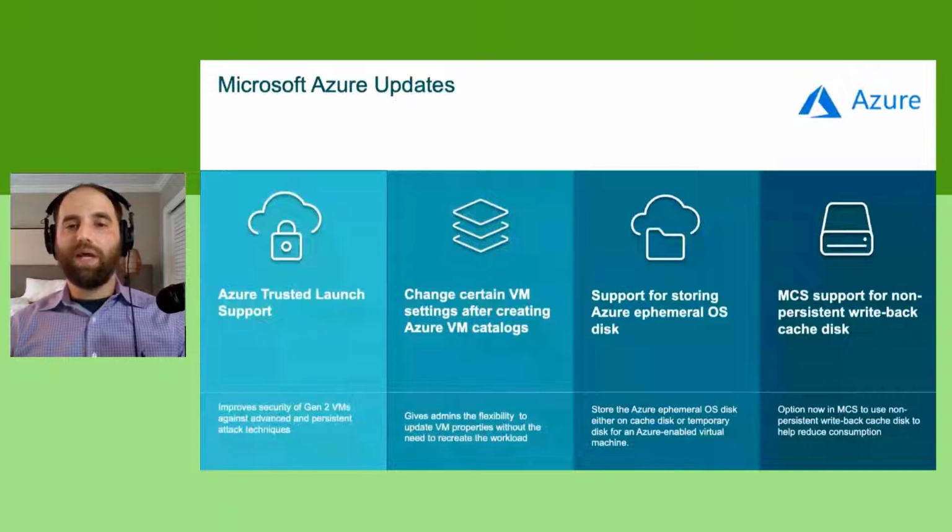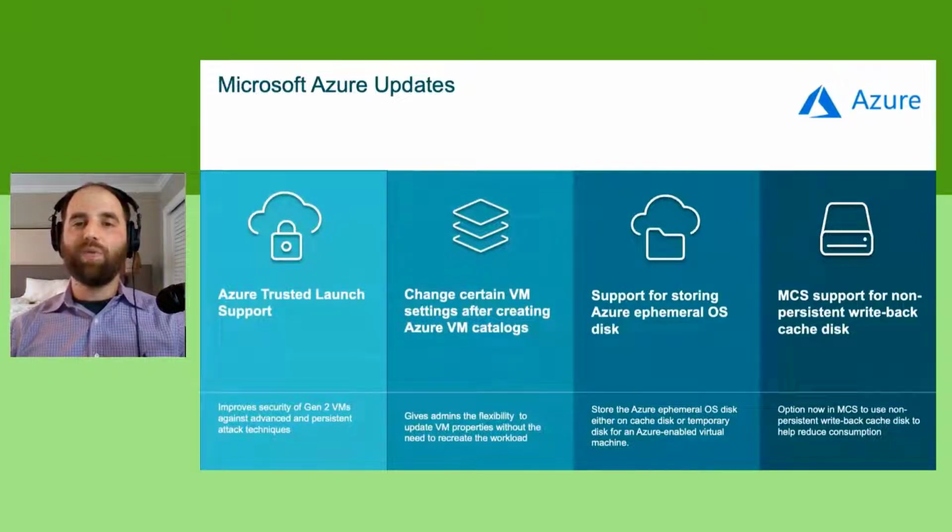The next option I really like, changing certain VM settings after creating Azure VM catalogs. We've all done it at some point in time, right? You provision a catalog, then you're like, oh my gosh, if I only selected the right amount of RAM from the start, or if I only did the right licensing from the start. So there's a number of settings that you can now change after the fact, so you don't have to completely re-provision the entire catalog. So that's a great time saver there.